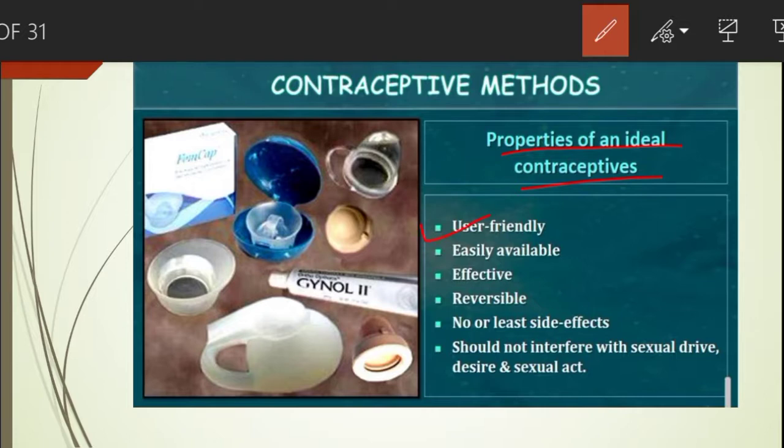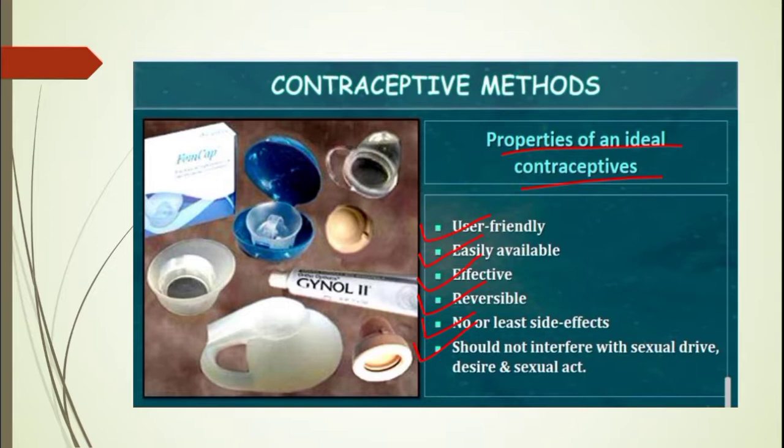It should be user friendly, it should not harm the user, and it should be easily available to the user. It should be effective, fulfilling the function for which it is being used. It should be reversible, which means after its use it can be removed. It should have no side effects, or at least very few side effects for the users. It should not interfere with the sexual drive or desire and the sexual act of the user. So these are the various properties of an ideal contraceptive.